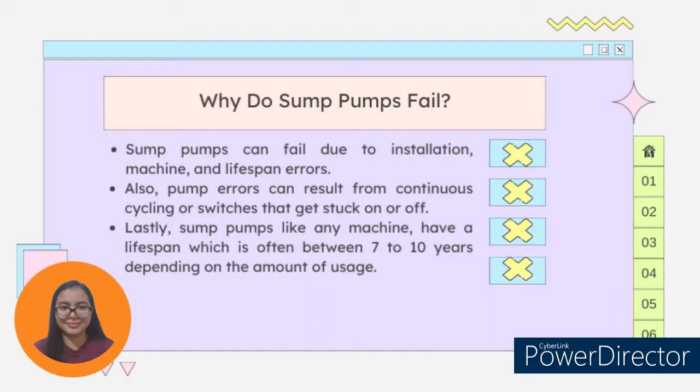So, why do some pumps fail? Just as some things fail, some pumps could also fail. This may result from installation, machine, and lifespan errors. Also, pump errors can result from continuous cycling or switches that get stuck on or off. Lastly, some pumps, like any machine, have a lifespan which is often between 7 to 10 years depending on the amount of usage.